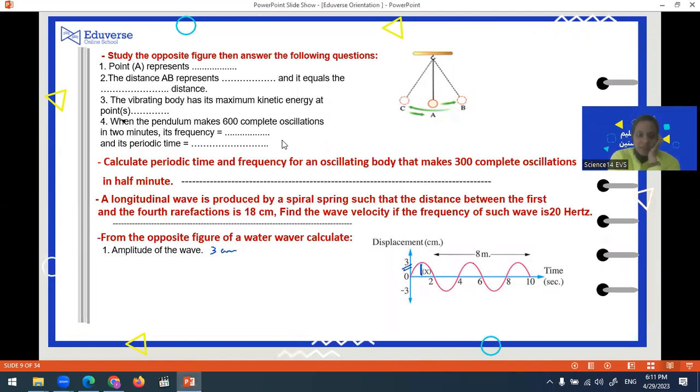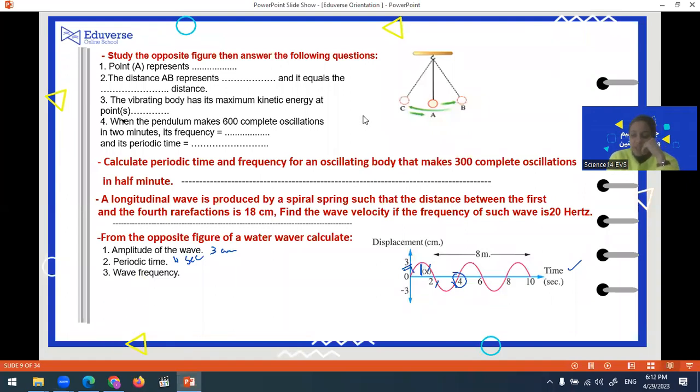Excellent. And then they want me to find the periodic time. Where is the periodic time? It's the time taken to complete one wave. How can I calculate one wave? Here, in one wave, I have 4 amplitudes. This is 1, this is 2, this is 3, and this is 4, and this is the periodic time, because here is the time. So the periodic time will be 4 seconds.